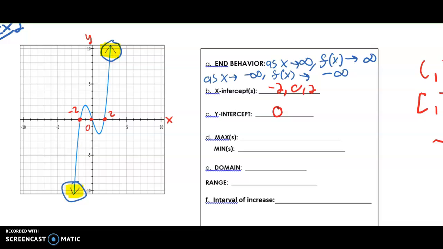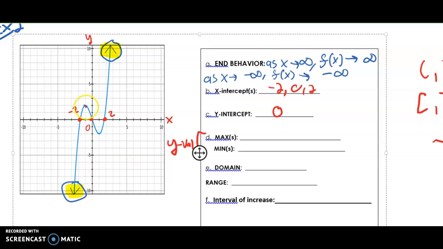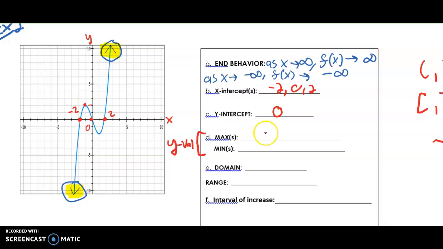Maximum. Remember, we're going to give y values here. Where's the y value? I have a little peak right here. Its y value is 2. Okay. Then I've got a little valley, a little minimum right there that has a y value of negative 2.